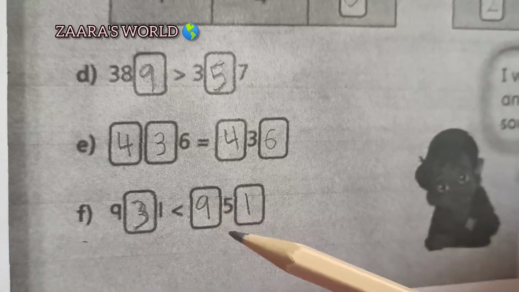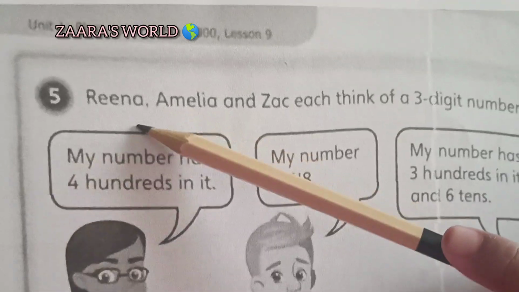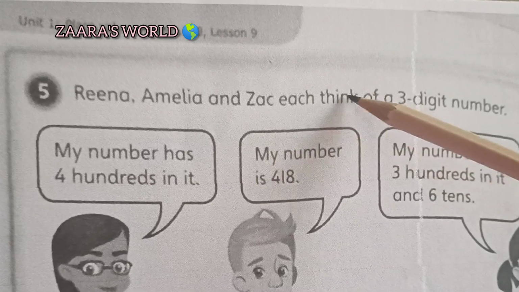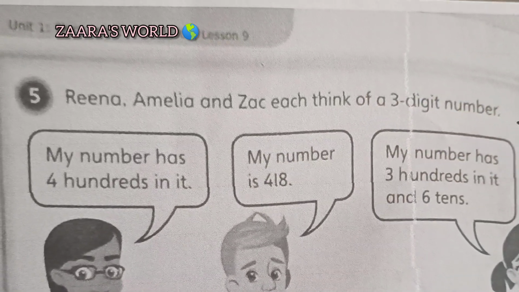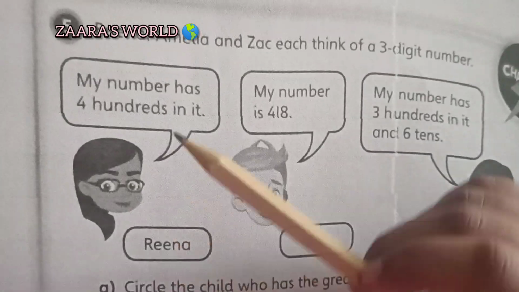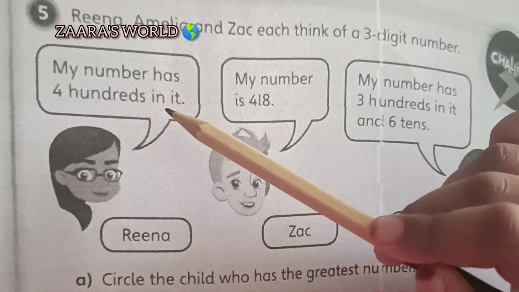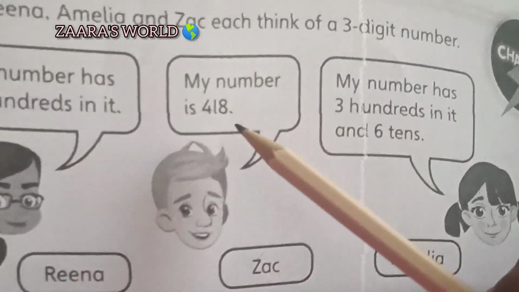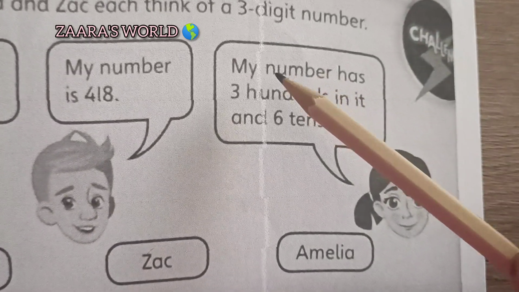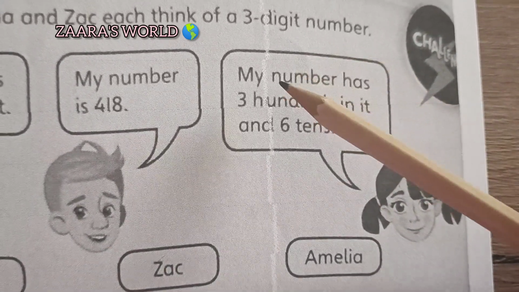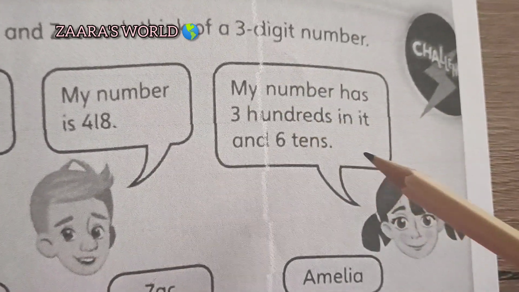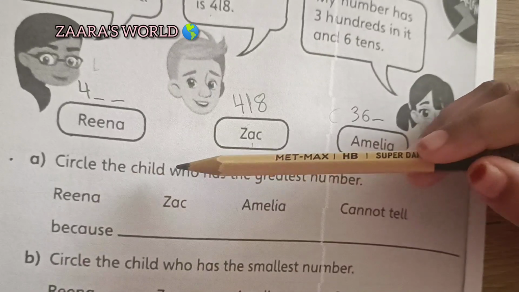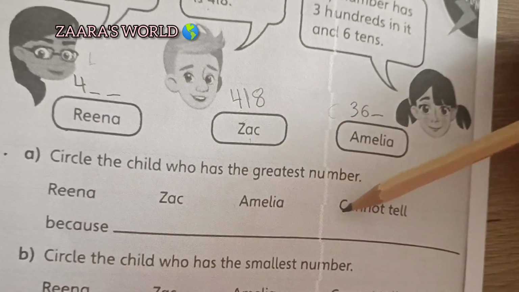931 is smaller than 951. Rina, Amelia and Zach each think of a 3-digit number. Rina says, my number has 4 hundreds in it. Zach says, my number is 480. Amelia says, my number has 300 in it and 6 digits. Circle the child who has the greatest number.